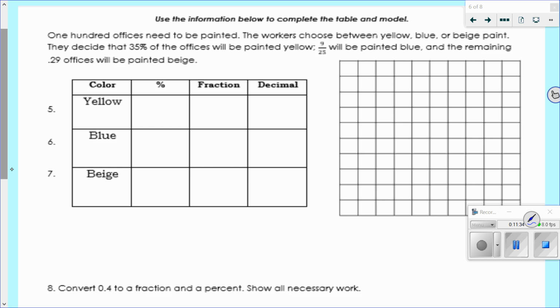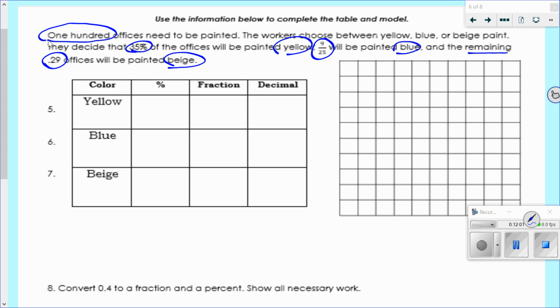Okay, guys, turn the page. 100 offices need to be painted. The workers chose between yellow, blue, or beige paint. They decided 35% of the offices will be painted yellow. 9/25 will be painted blue. The remaining 2,900 offices will be painted beige. Quick hint, the easiest way to do this, put the numbers they've given you directly into the chart right away so you don't confuse yourself, okay?